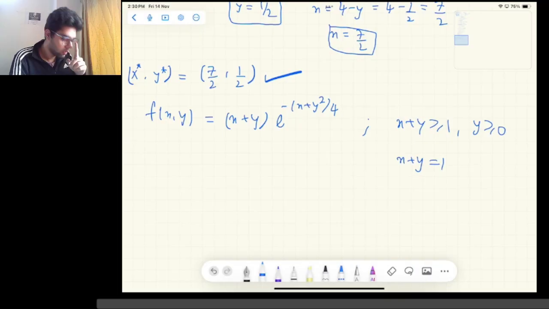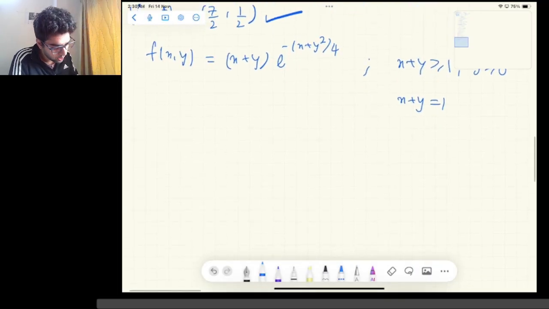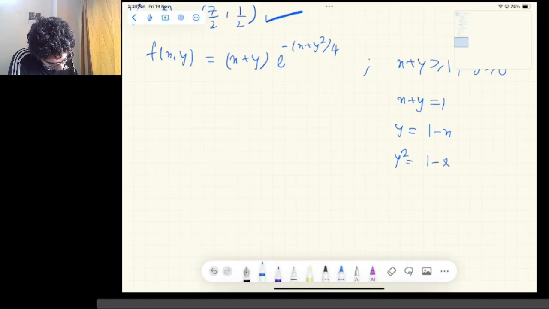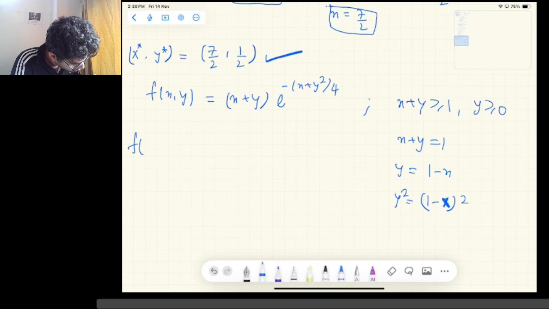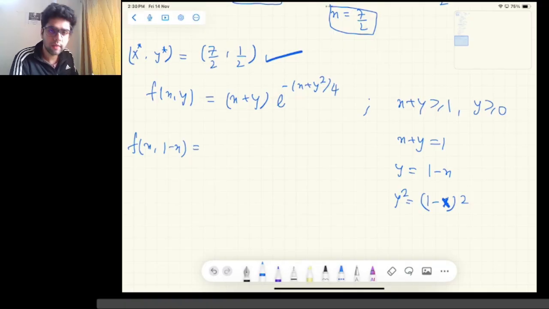equal to 1, right? So if I substitute x plus y equal to 1 here, and if x plus y equals 1, then y is equal to 1 minus x. So y square is equal to 1 minus x whole square, right? So if I substitute this function here, x in place of x and 1 minus x in place of y, this becomes a single variable function now.